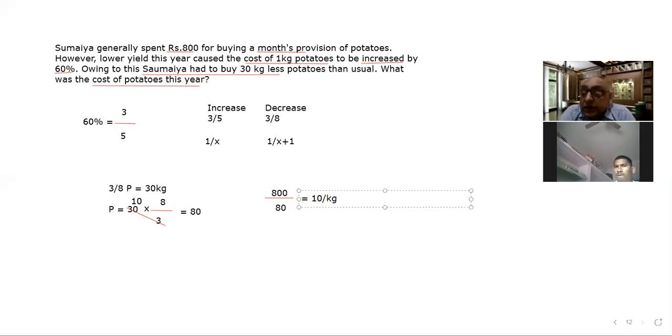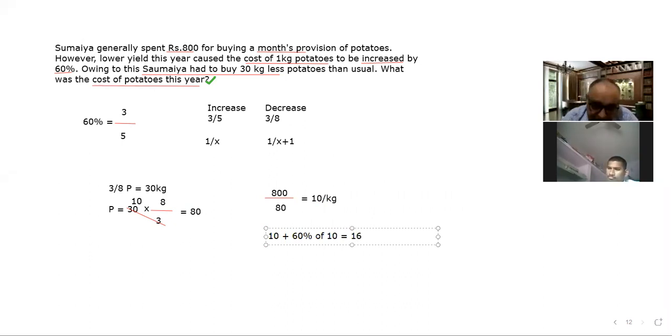Okay, is it clear? Now what is asked in the question is the price of the potatoes this year. This year the price has increased by 60%. It means 10 plus 60% of 10, which is equal to 16 rupees. So the price of potatoes this year becomes 16 rupees.